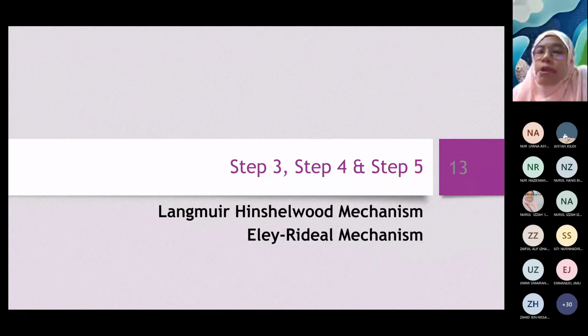So, for this track, we relate it with the Langmuir-Hinshelwood mechanism and Eley-Rideal mechanism. Actually, Langmuir-Hinshelwood mechanism and Eley-Rideal mechanism ni just occur in step 4. Okay, but before we go further on step 4, we need to know what is the step of adsorption. So step 3 is adsorption step. So in adsorption step, we need to know how to write the adsorption isotherm. Okay, it's a part of Langmuir-Hinshelwood mechanism.